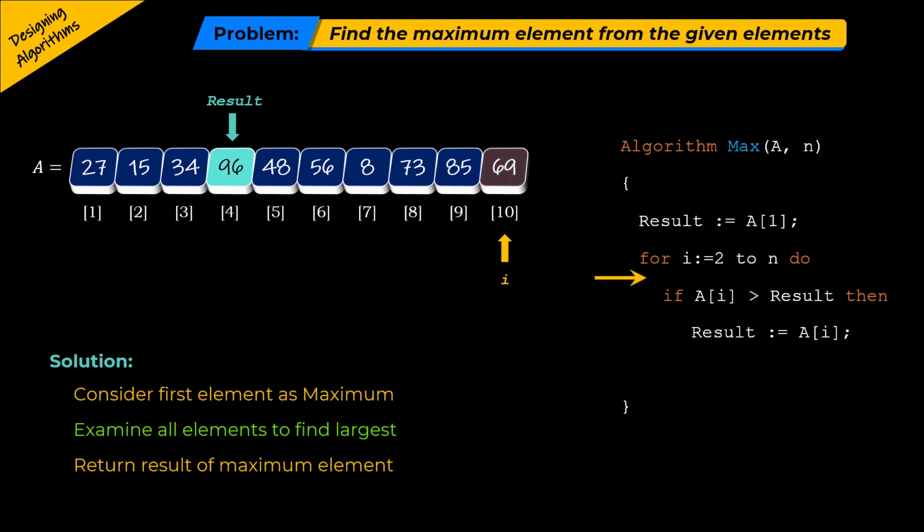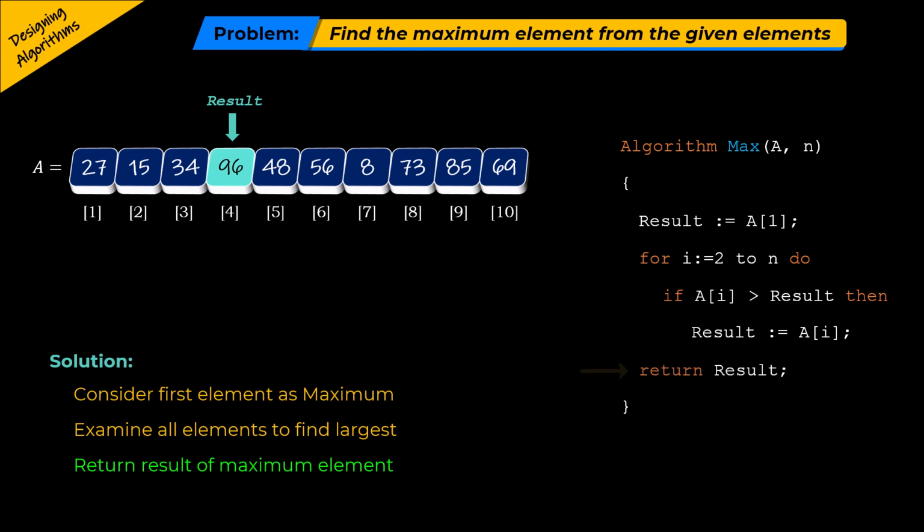Then we go back to the for loop where variable I is 10 and we have traversed till the last element in the array represented by n, which is 10 in this case. So the for loop terminates. At this point we have traversed and examined all the elements and found the largest element. So the last step is to return the largest element which is stored in the variable result.